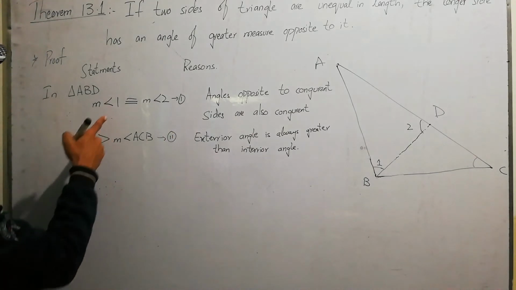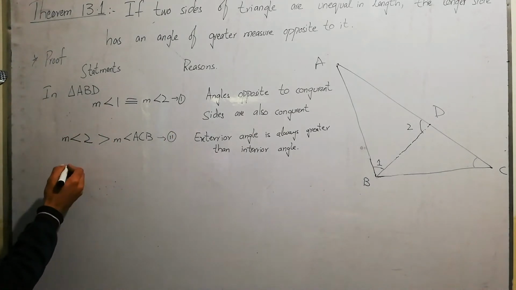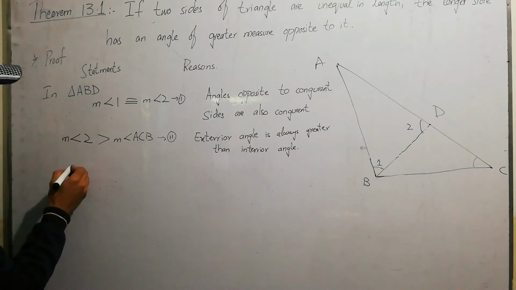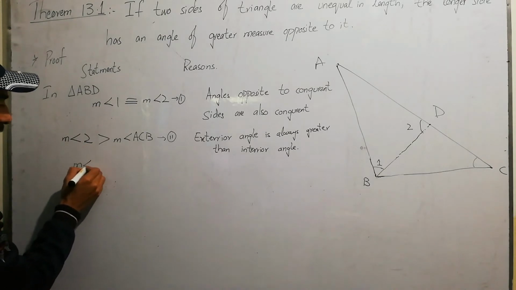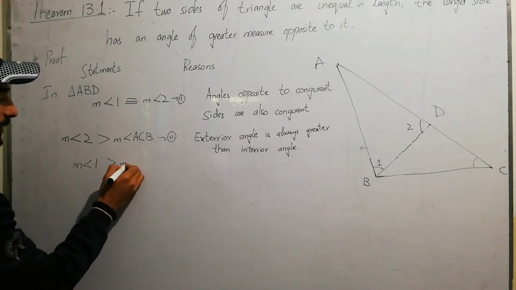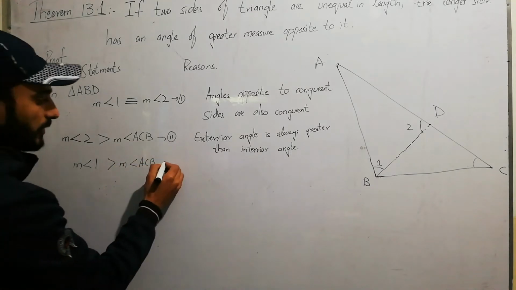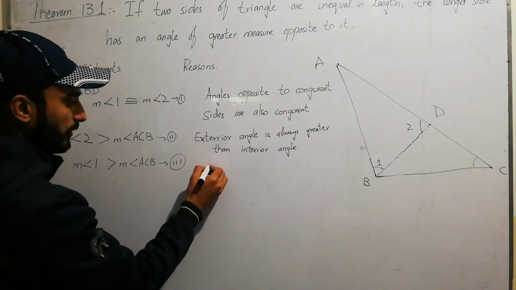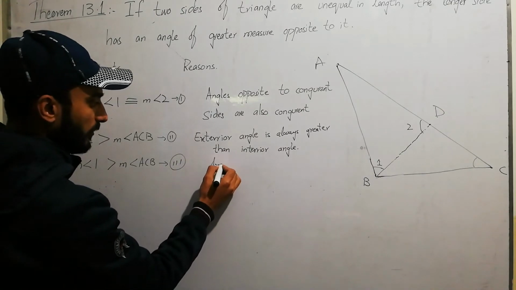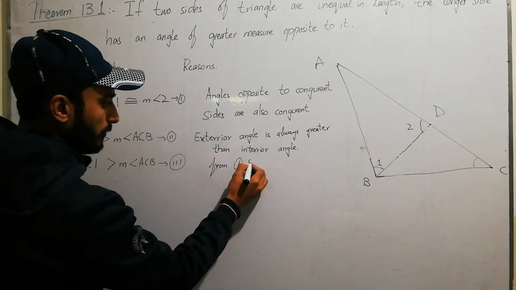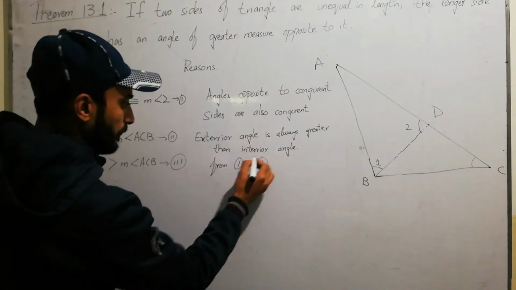From equations 1 and 2 we can say that the measurement of angle 1 is greater than the measurement of angle ACB. Call this equation number 3. In the reason we can write: from 1 and 2.